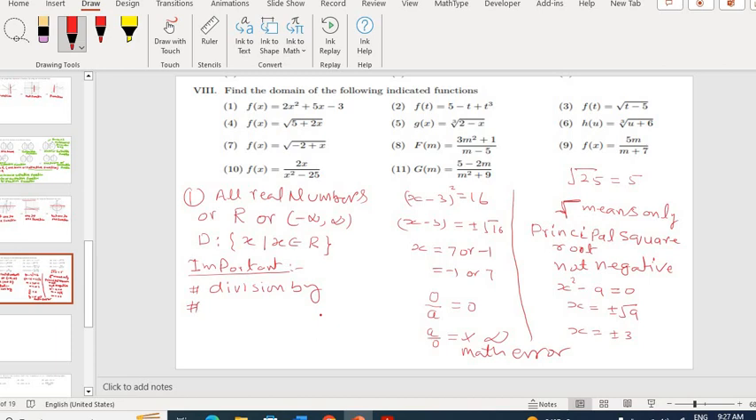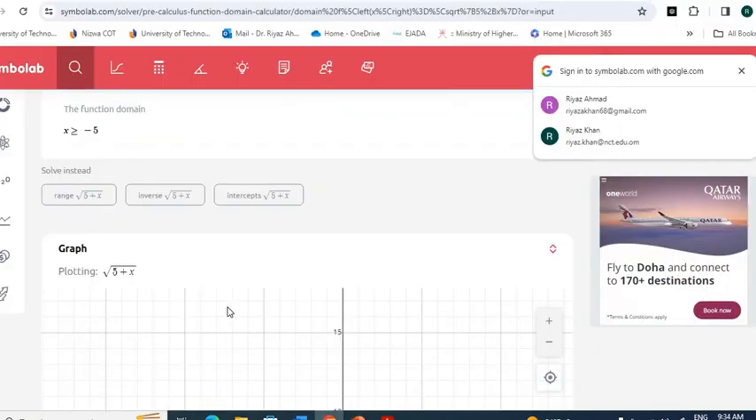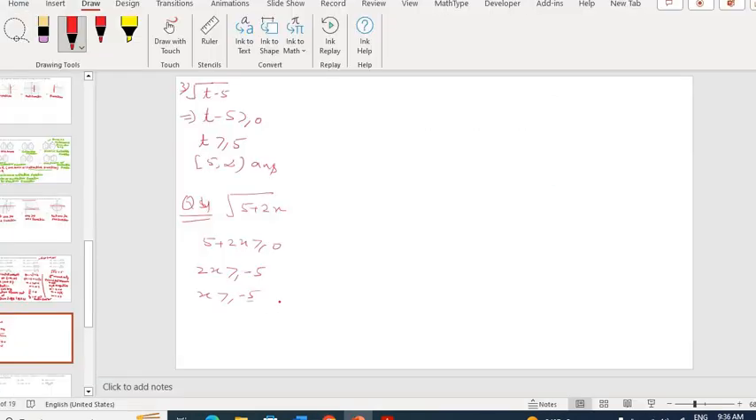Next important point is the negative square root. That means square root of minus 4. We cannot say what the domain of that one is. Third point is negative, equal to minus 5 by 2.